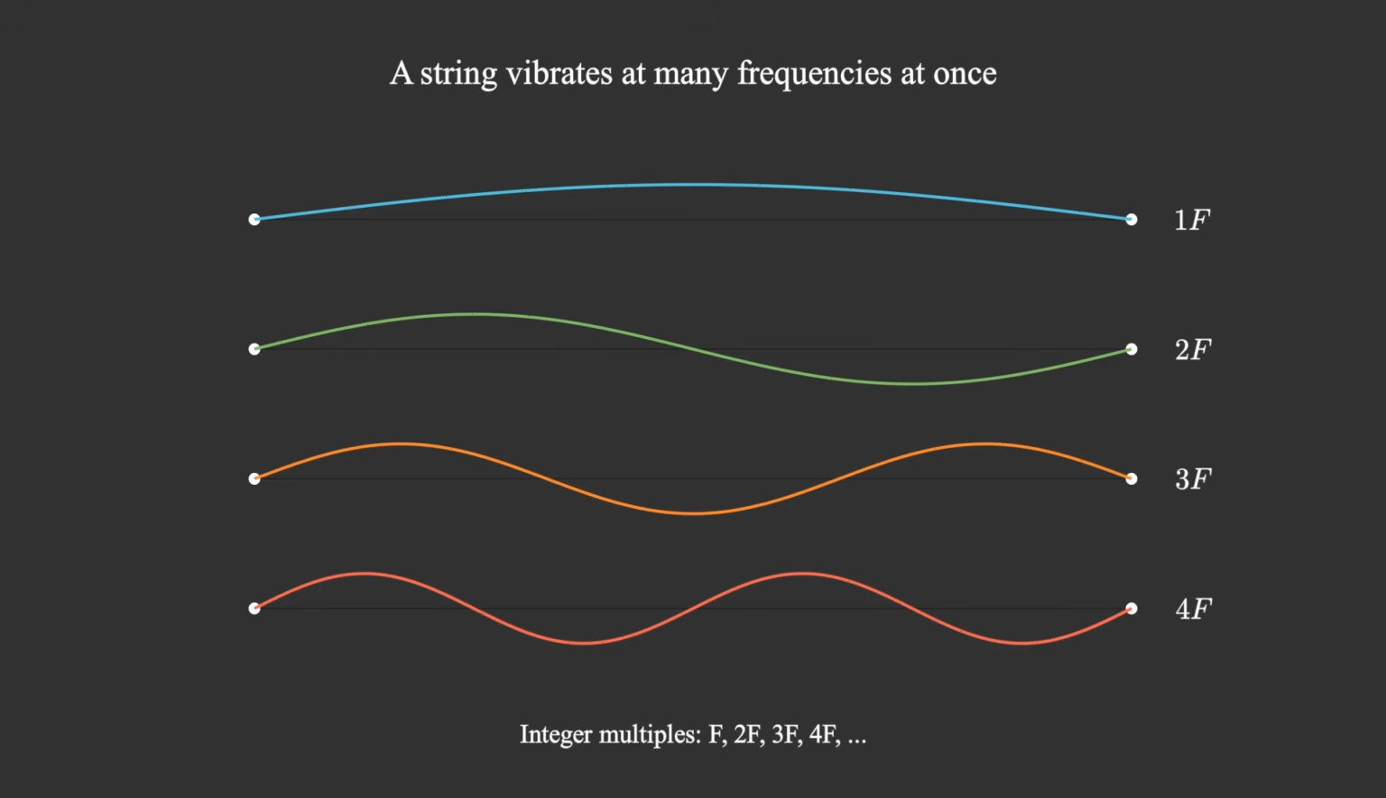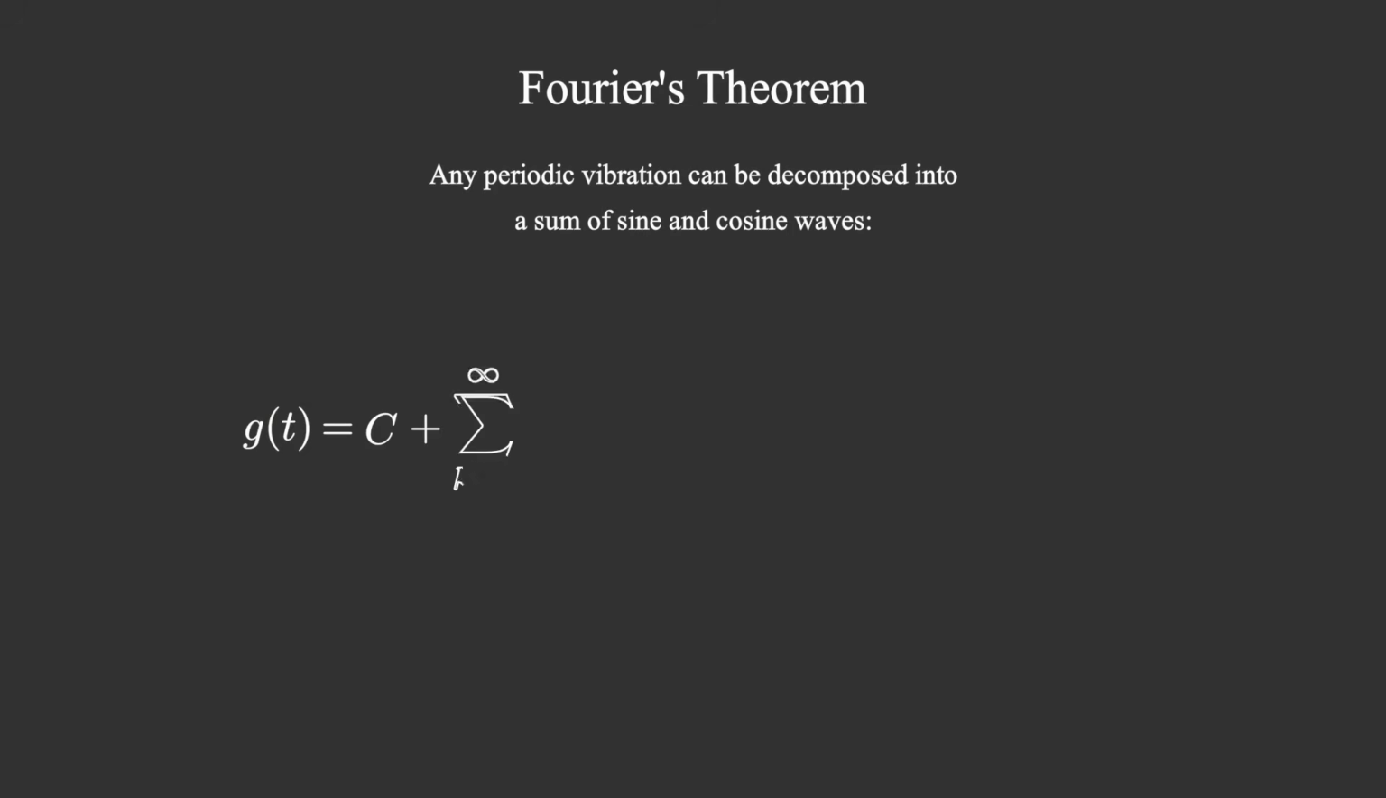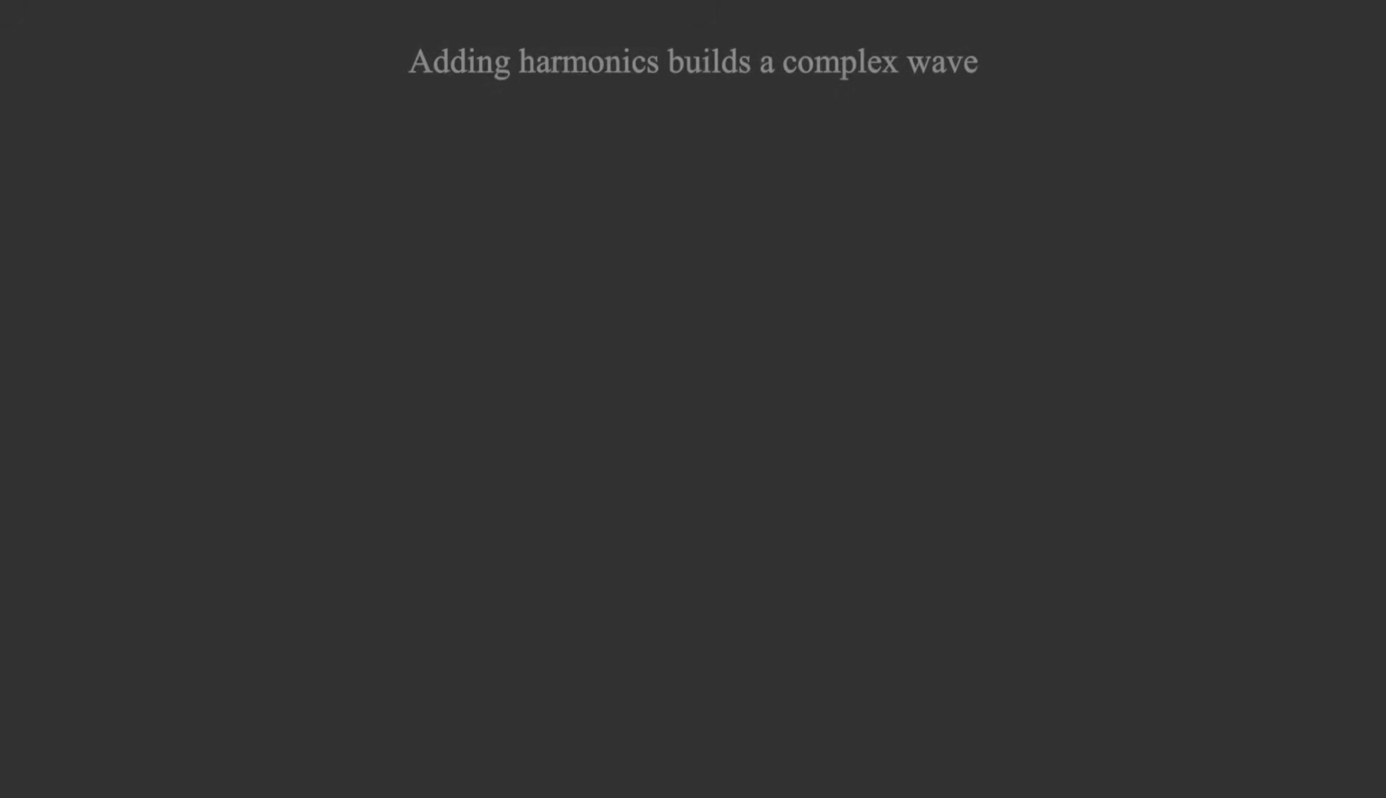Fourier theory says, roughly, that any well-behaved periodic function can be expressed as a sum of sine and cosine waves. So if g of t has period p, then it can be built from frequencies f, 2f, 3f, 4f. In other words, integer multiples of the fundamental frequency. One way to write that is as an infinite sum, right here. Each term corresponds to a component at frequency kf.